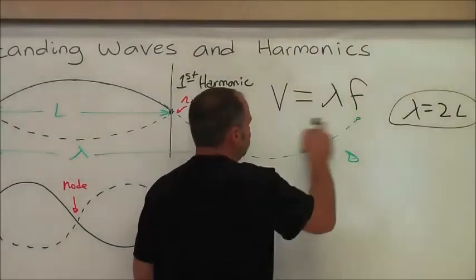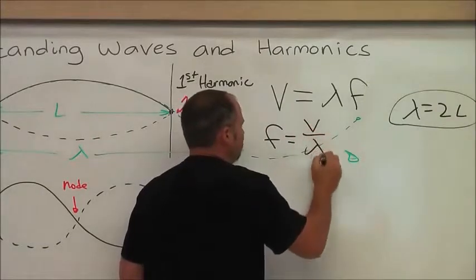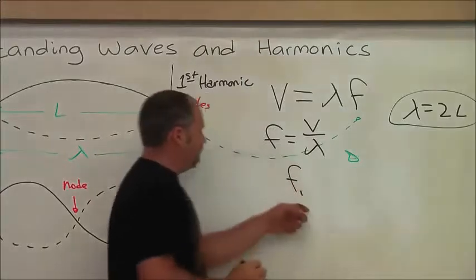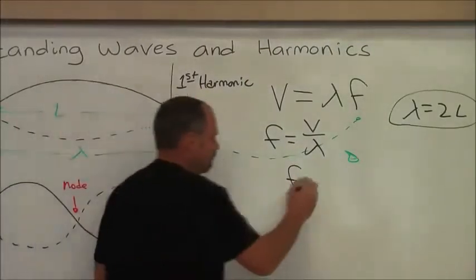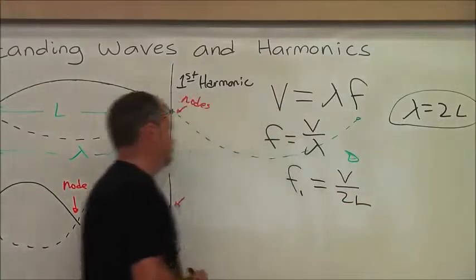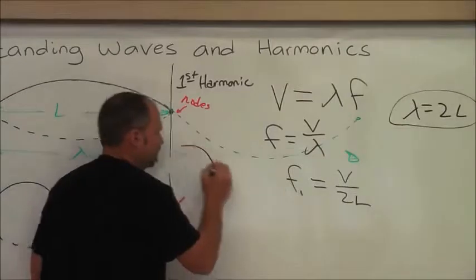Therefore, rearranging the wave equation so that the frequency is the speed over wavelength, and then plugging in here, I'll call this F1 for the first harmonic. This equals V over 2L. Great, we got the first one. So that's this guy.